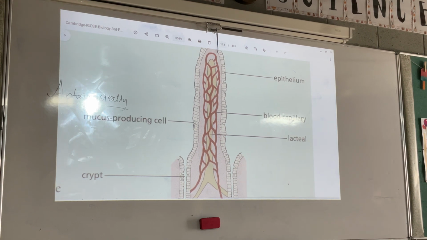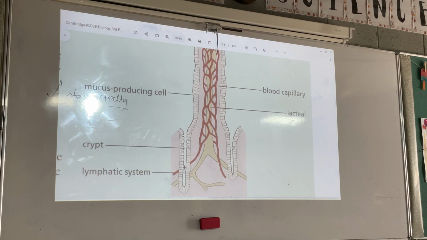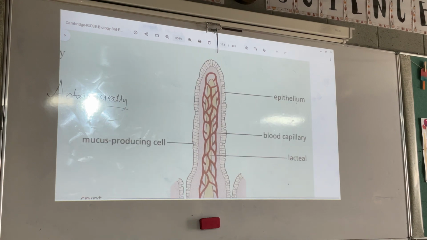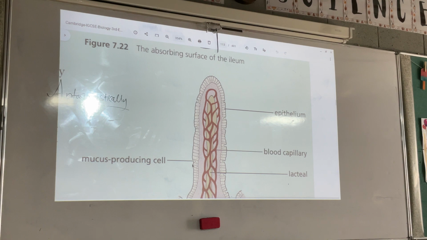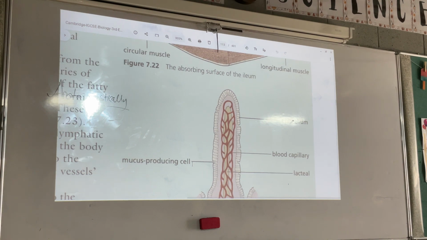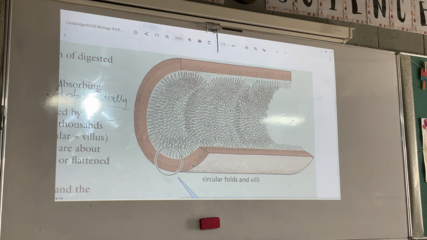This is the mucus producing cells. After blood capillaries, you can see this yellow one, right? This is called lacteal, and then this is crypt. What you mainly need to know is epithelium, blood capillaries, lacteal, lymphatic system. Those are the important labelings of it. And then on the surface of this are small hair-like structures like this one. They are called microvilli.